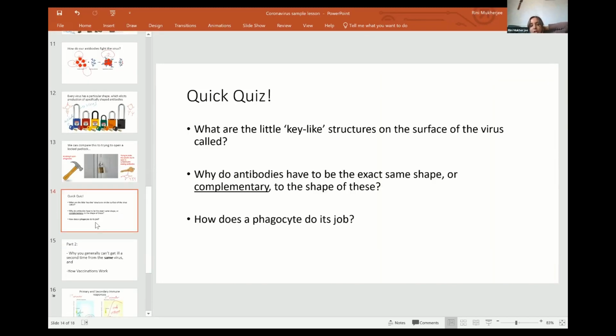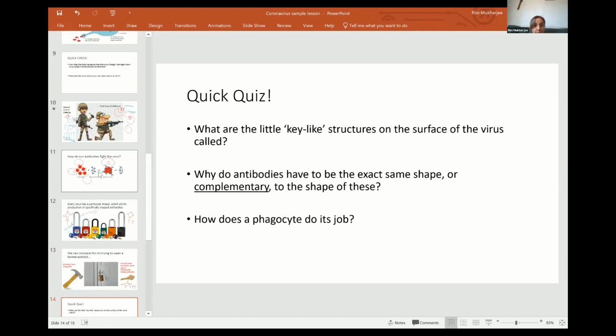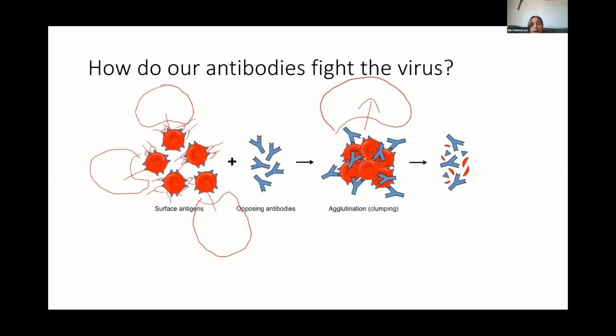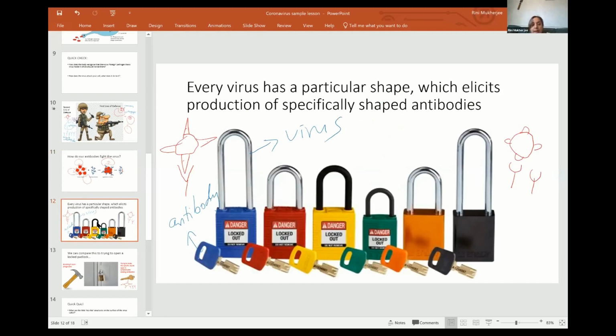Okay, and second question: why do antibodies have to be the exact same shape, or complementary to the shape of these, so that they can bind to them, like we have talked about here? If the antibodies were not the same shape as the antigens on the virus, they could not bind to them like this. They could not group them together like this for phagocytes to gobble them up. So that's why it's so important that the antibodies have to be the exact same shape. For this principle, padlock and key have to work together. Similarly, virus antigens and the antibodies have to fit together in order for the antibody to attack the virus.